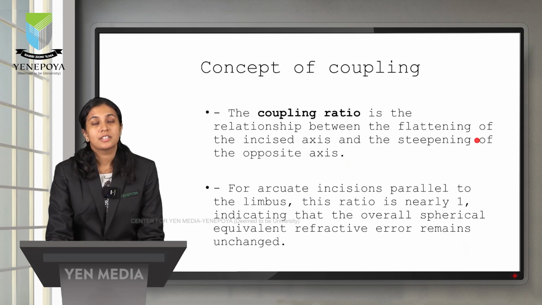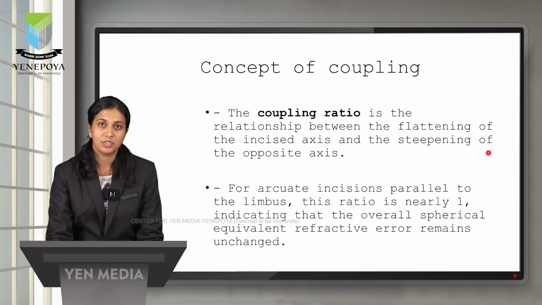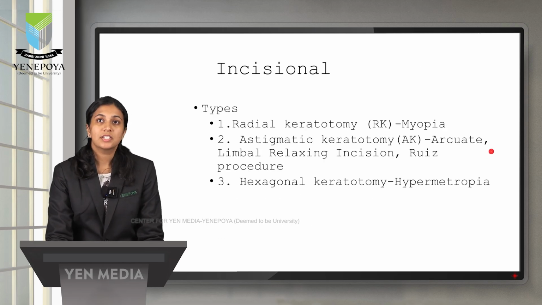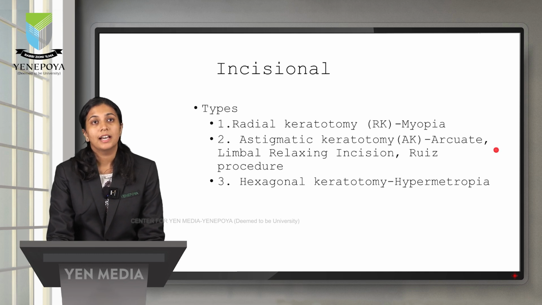The coupling ratio is a relationship between flattening of the incised axis and steepening of the opposite axis. For arcuate incisions which are parallel to the limbus, this ratio is nearly 1, which indicates that the overall spherical equivalent refractive error remains unchanged. Incisions are divided into three: radial keratotomy, which is done in myopia; astigmatic keratotomy, which are again divided into arcuate, limbal relaxing incision and Roy's procedure; hexagonal keratotomy, which is done in hypermetropia.